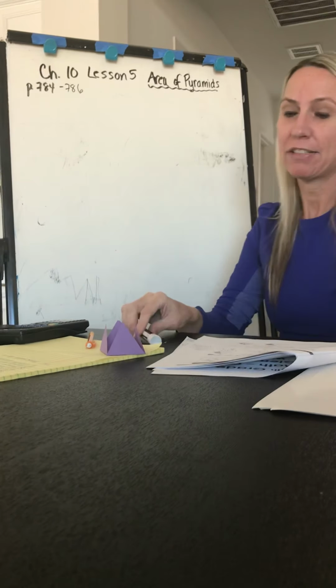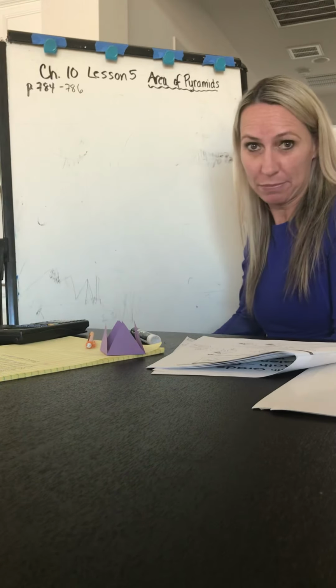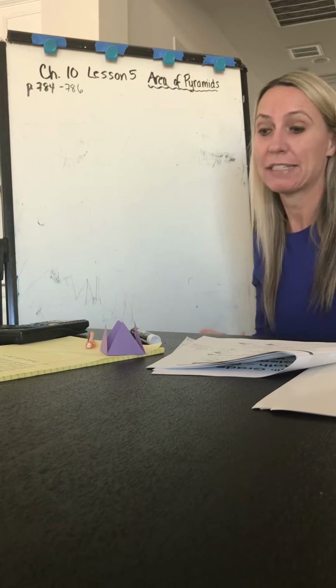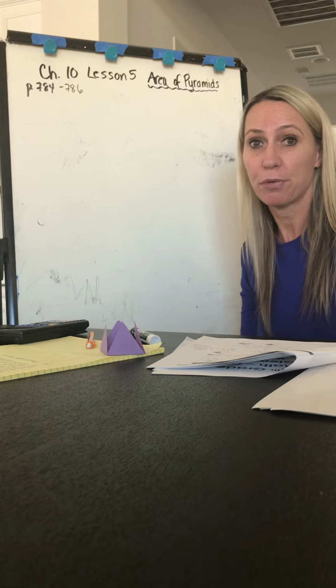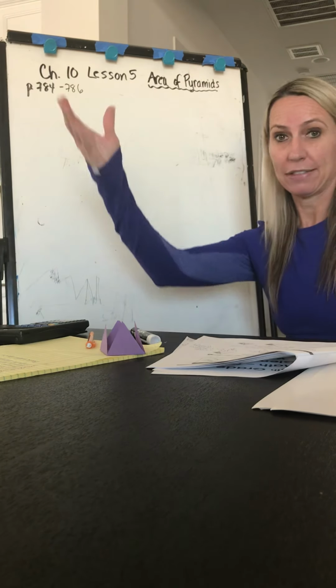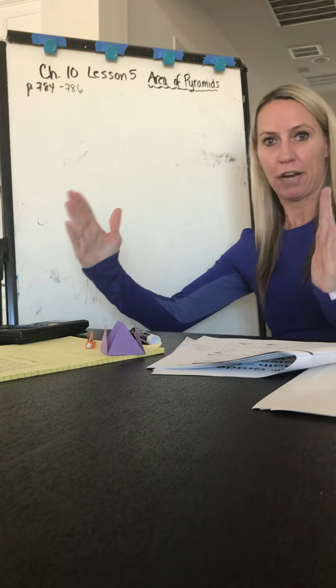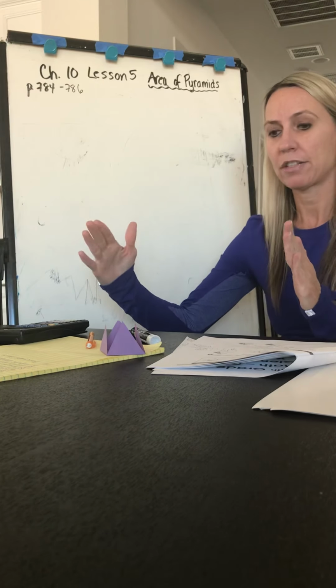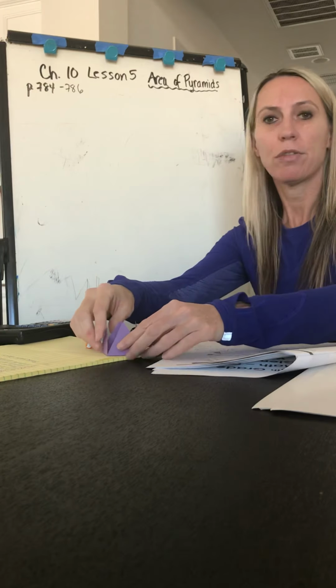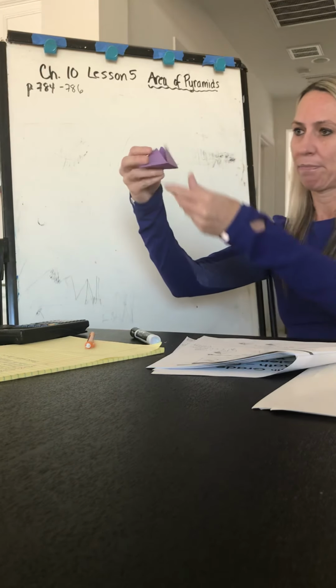Today we're going to go over Chapter 10, Lesson 5, the area of a pyramid. Now, some people get triangular prisms or prisms mixed up with pyramids. The difference between what we were doing before, which are prisms, is there's two bases. So there'd be a triangle here and a triangle here, and then three rectangles connecting those two triangles. But with a pyramid, there's only one base, like this, okay?